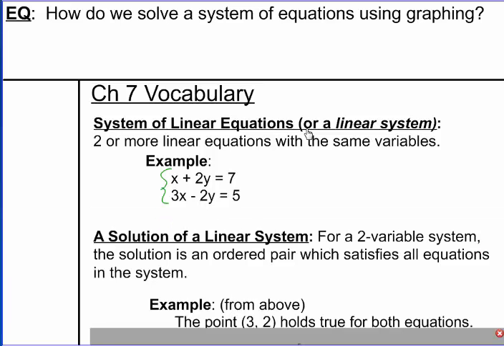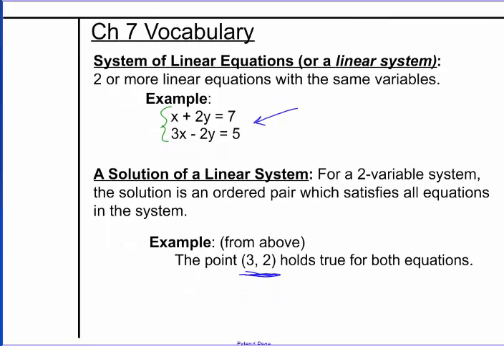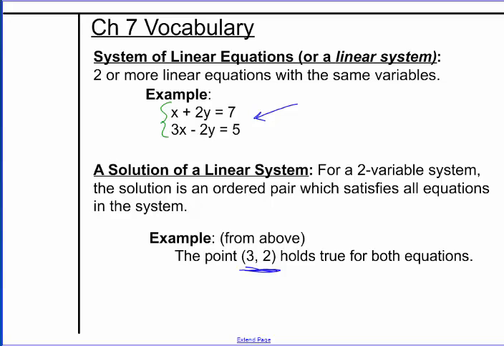The solution of a linear system. For a two-variable system, the solution is an ordered pair which satisfies all equations in the system. So for the system that we have up here on top, the solution would be the point (3, 2). You can find that by graphing the two lines and finding the point where the two lines intersect. So just so you know what I mean by it holds true for both equations, that means if I plug the point into the equations, it's going to work in both. Let me show you that real quick.